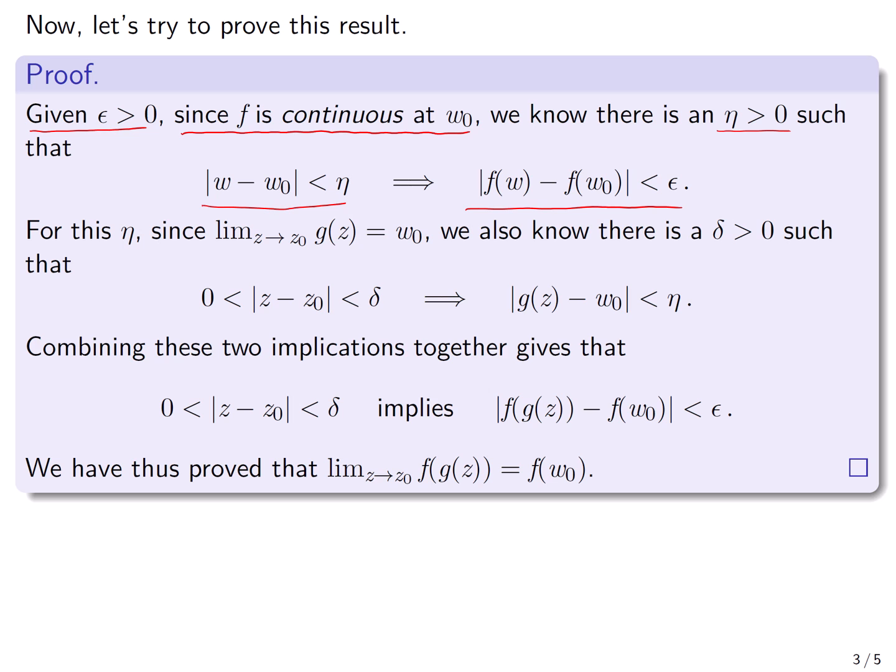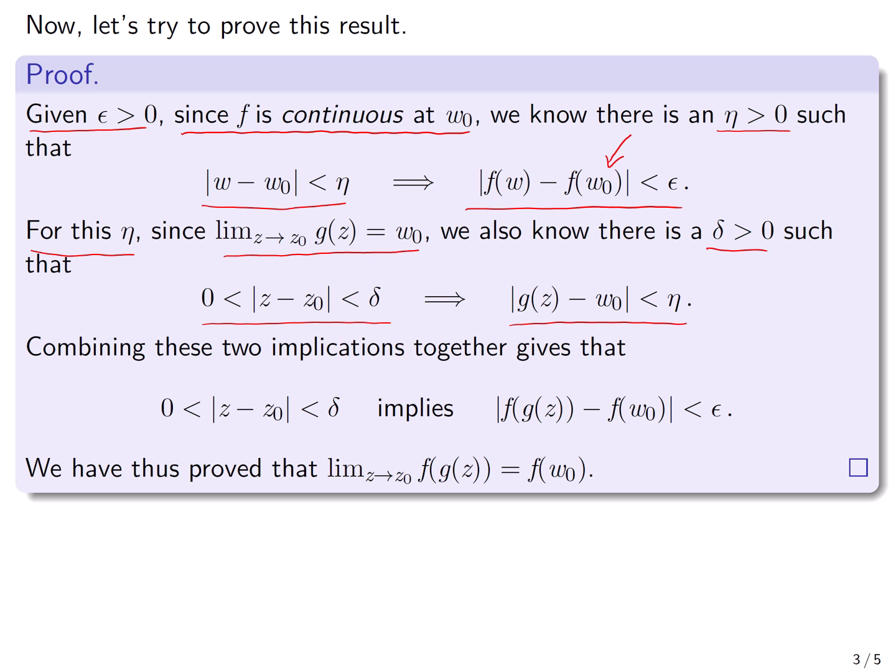Now for this eta, eta is fixed now for epsilon. Since the inside function's limit exists and is equal to w naught, you can see that because of the limit, there's a delta such that 0 < |z - z naught| < delta implies the distance between the function and the limit value is less than eta.